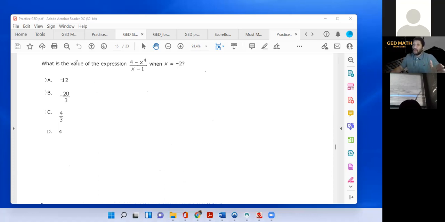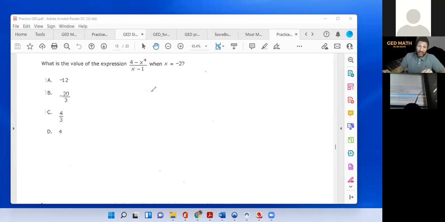Matter of fact, I want everybody to send me their answer in the chat, what they think this would be. 4 minus x to the 4th over x minus 1 when x is minus 2. And I'm going to give you 1 minute and 30 seconds to solve this problem. If you are new, I'm not trying to put pressure on anybody, but I want you to be familiar with being able to solve a problem fairly quickly. So I'm going to set it for 1 minute and 30 seconds. And you can send me your answer in the chat.